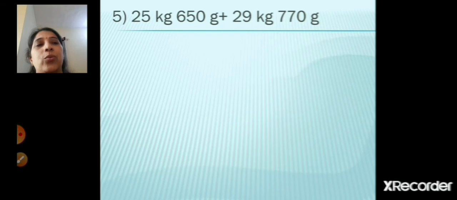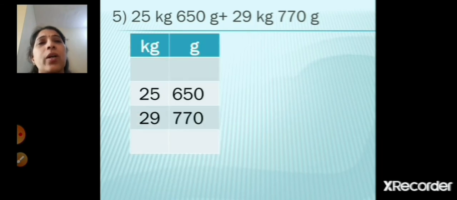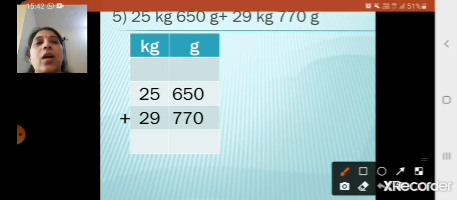Again we'll prepare two tables, kilogram and gram, right? Next 25 kg, so 25 will write in the kg column, and 650 grams, so 650 you will write in the gram column. Next is 29 kg, so 29 you will write in the kg column, and 770 gram, so 770 you will write in the grams column. Now we'll carry out addition.